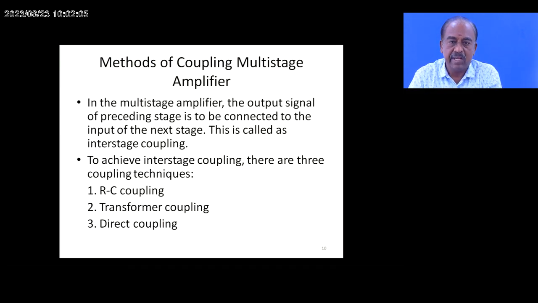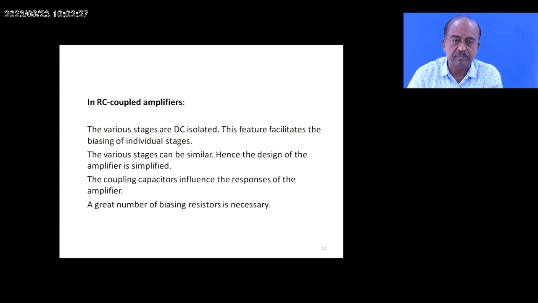Then, the methods of coupling multi-stage amplifiers are of 3 types. First one is RC coupling, second one is transformer coupling, third one is direct coupling. In these 3 types, RC coupling is very important because it is very cheap in nature as well as most people use it. Therefore, this is a commonly used coupling amplifier type.